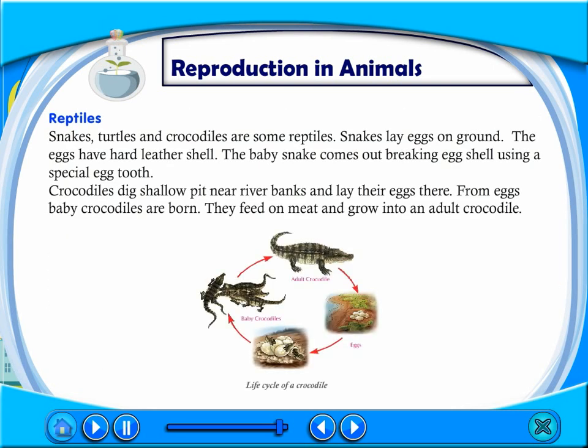Reptiles. Snakes, turtles, and crocodiles are some reptiles. Snakes lay eggs on the ground. The eggs have a hard leathery shell. The baby snake comes out breaking the eggshell using a special egg tooth.